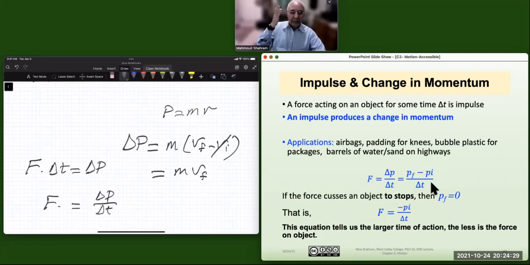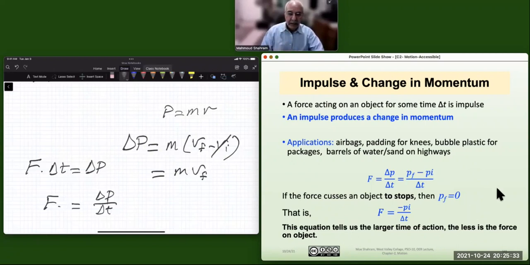And then if you start from rest, the initial velocity is going to be 0. You're only left with the final velocity. And when the object stops at some point, when the final velocity of an object is 0, then F is equal to p initial divided by delta t. Basically, this equation tells us that if you have a large time of action, the less is the force on the object. So the force on the object reduces.